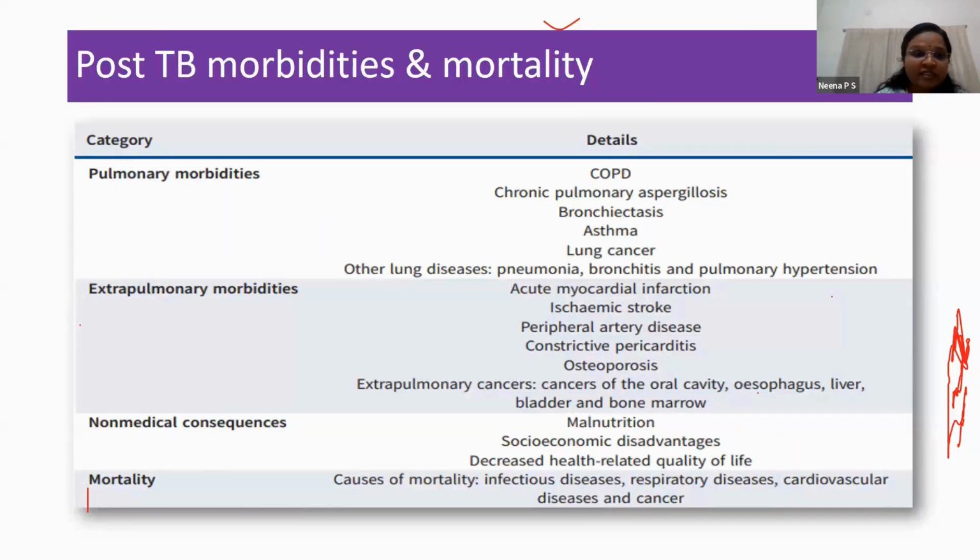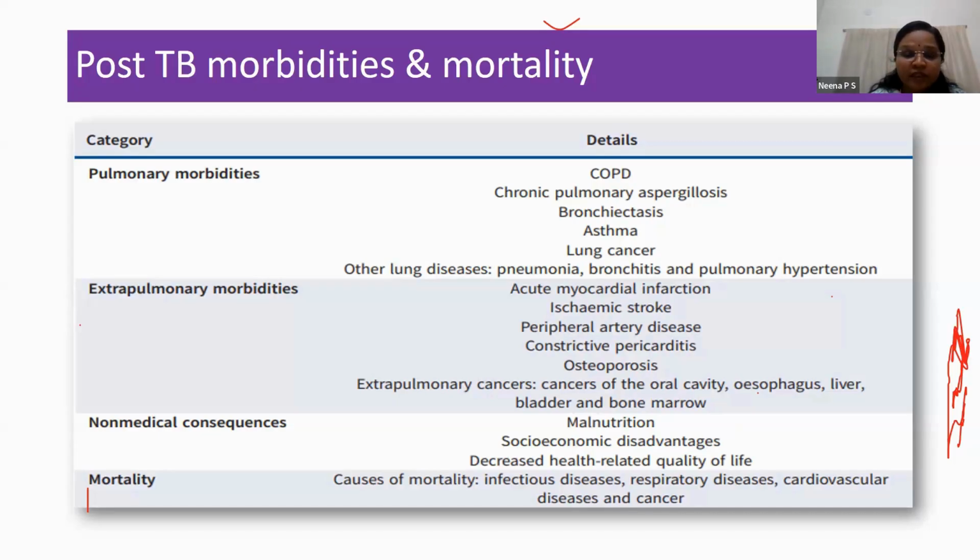Now, they have assessed the pulmonary morbidities, extrapulmonary morbidities, and the non-medical consequences as well as the mortality. In pulmonary morbidity, the patient can have COPD; post-infective COPD is described in the literature. You can also have fungal infections like chronic pulmonary aspergillosis, bronchitis with plenty of sputum production, hemoptysis, an asthma-like presentation, and lung cancer, mostly the adenocarcinoma type. You can also have recurrent infections like pneumonia and bronchitis. And if there is extensive lung damage, the patient can develop pulmonary hypertension and even cor pulmonale.